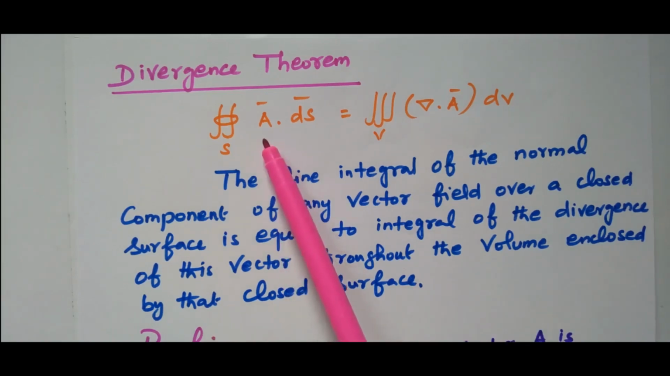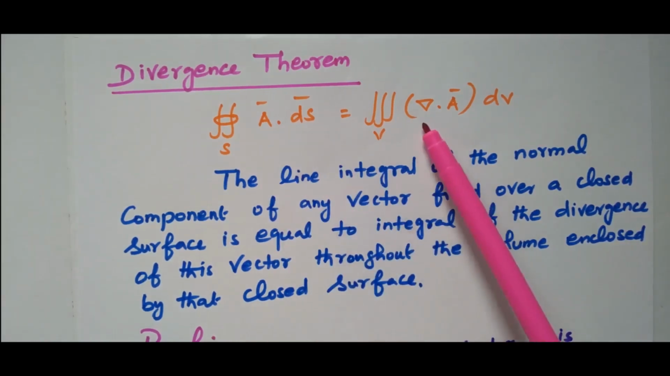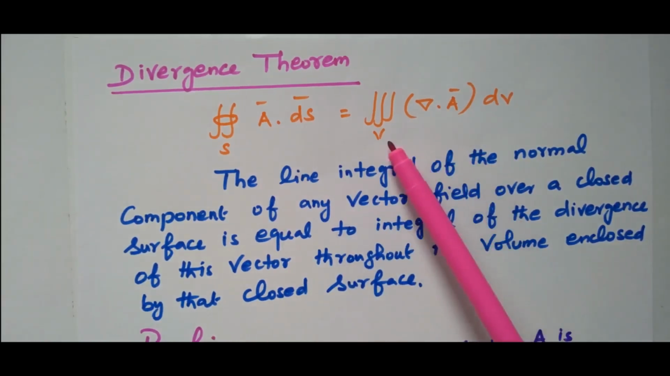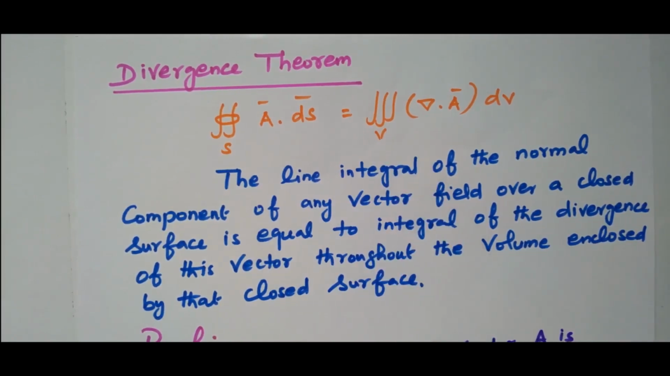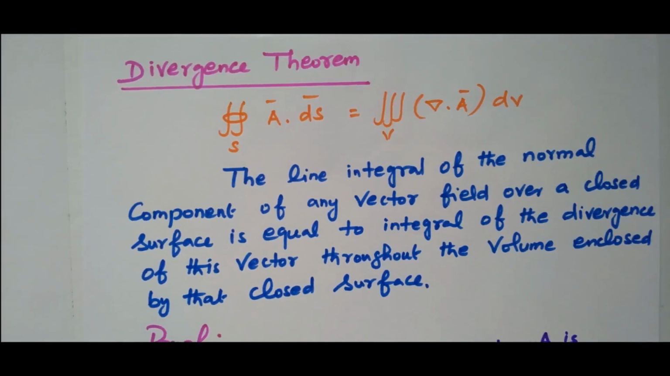So the surface integral of any vector field is equal to the divergence of that field over the closed volume, right? Relating the surface integral to the volume integral, right? This is the statement of the divergence theorem.